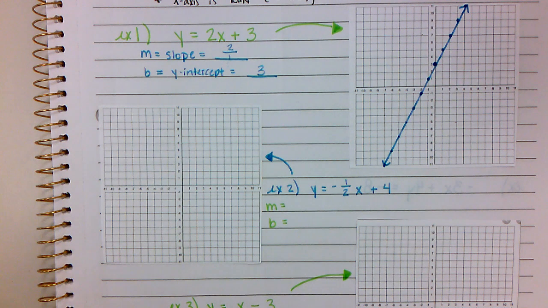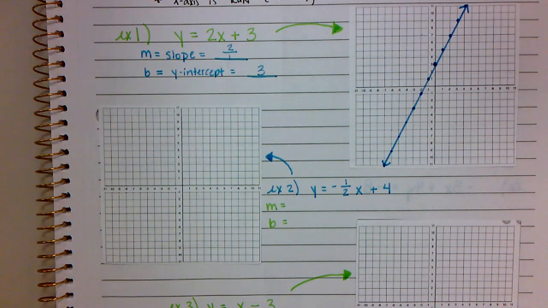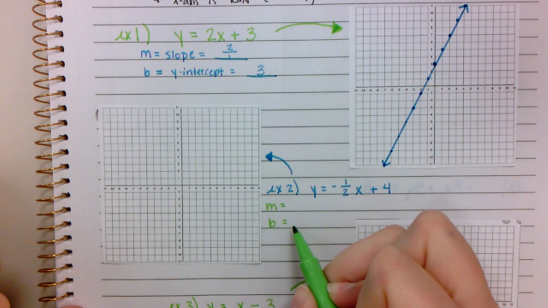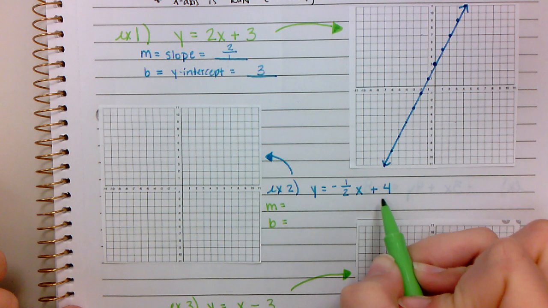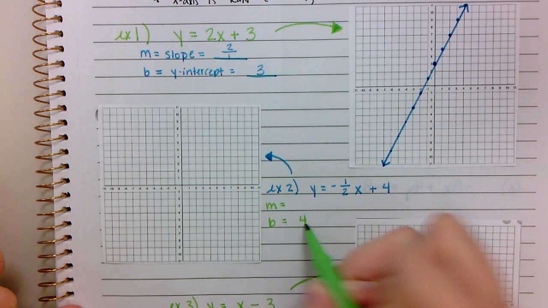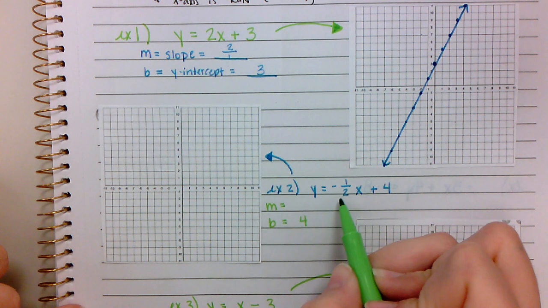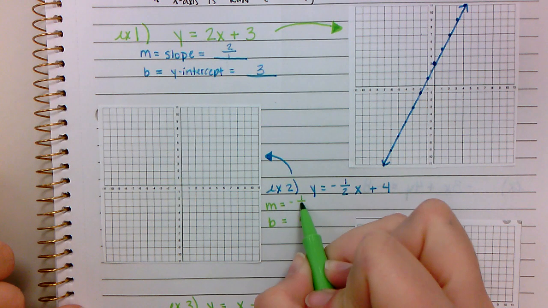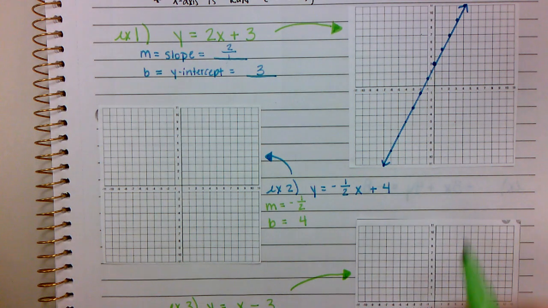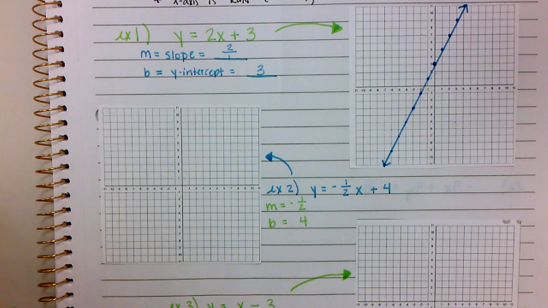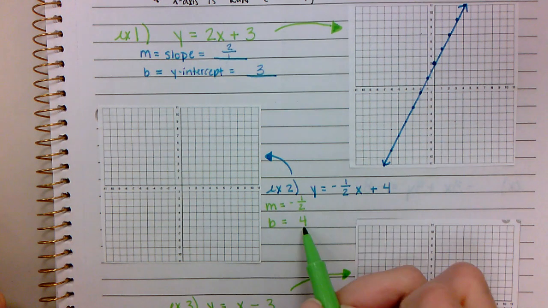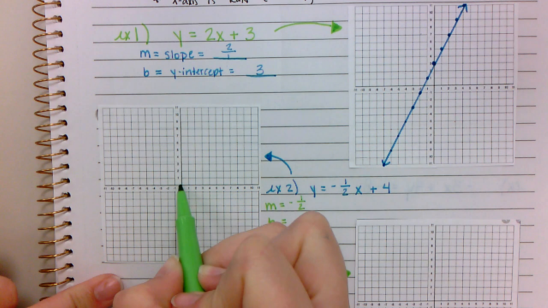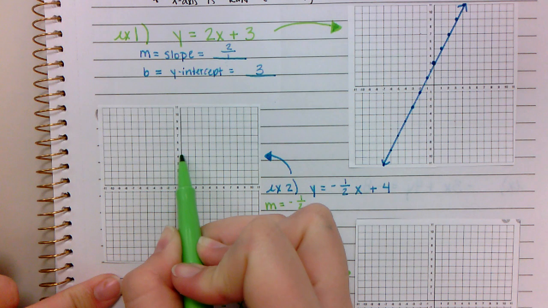Our next one is y equals negative 1/2 x plus 4. So again, I'm going to start with my b value, which is my y-intercept, which it looks like is positive 4. So I'm going to put positive 4. My slope, or my m value, is negative 1/2. Okay, so now that I've pulled those two pieces of information out of my equation, I'm going to move to the graph. I'm going to start at the b value. That tells me where to begin.